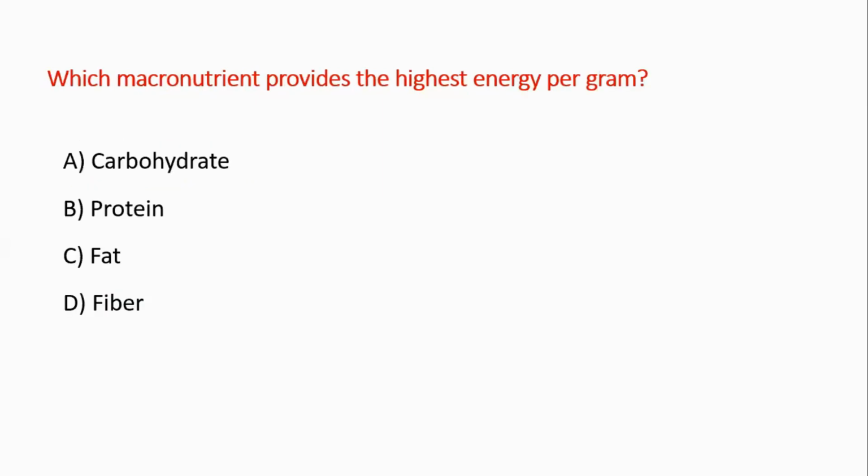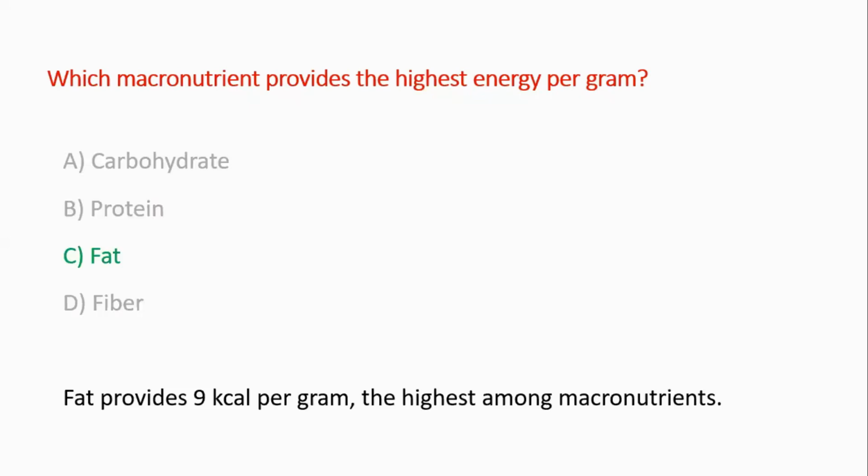Which macronutrient provides the highest energy per gram? Options are carbohydrate, protein, fat, fiber. This one should take less than 2 seconds. Which nutrient gives the maximum energy per gram? If you get this wrong, your nutrition textbook may be disappointed. Yes, the right answer is fat.